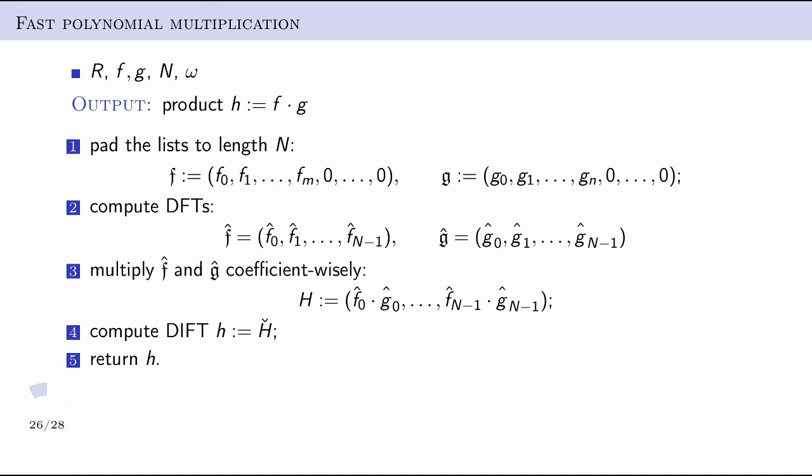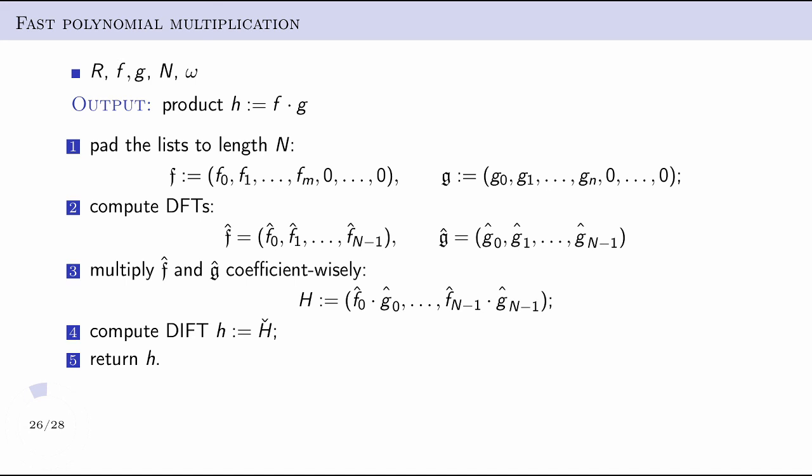Now when we have length n, we can compute the discrete Fourier transforms of both sequences, and we have f hat and g hat, the Fourier transforms of these sequences. Next, the corollary which we saw before says that, okay, we have the Fourier transform, so all that we need to do is to multiply these Fourier transforms pointwise.